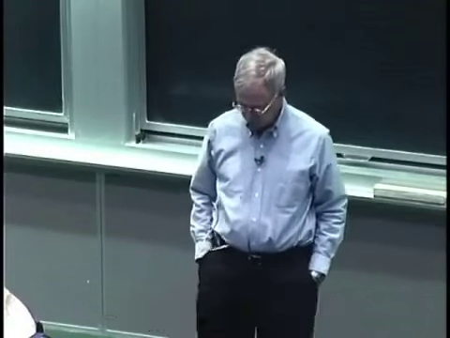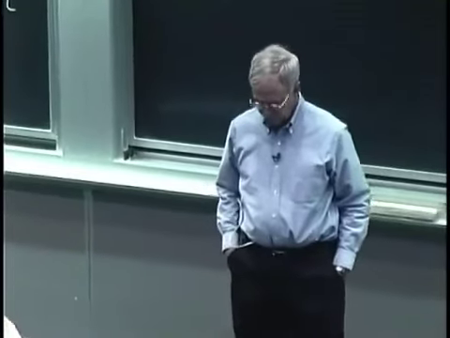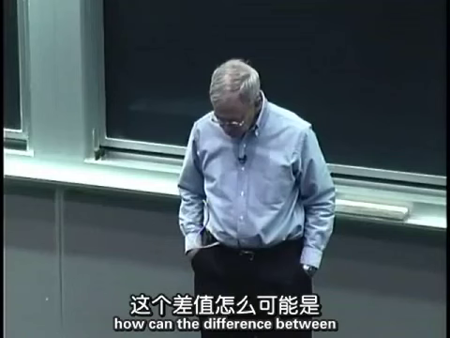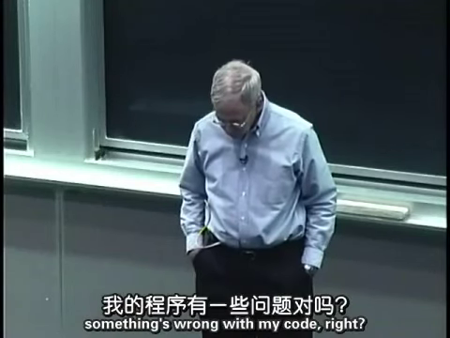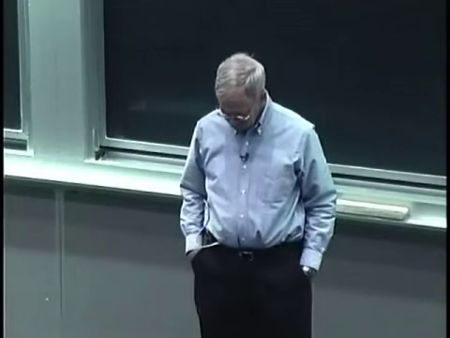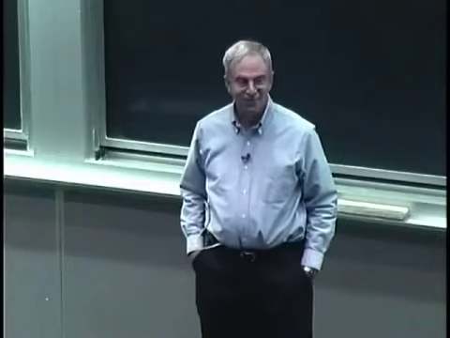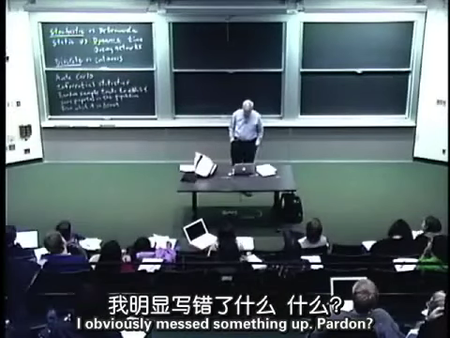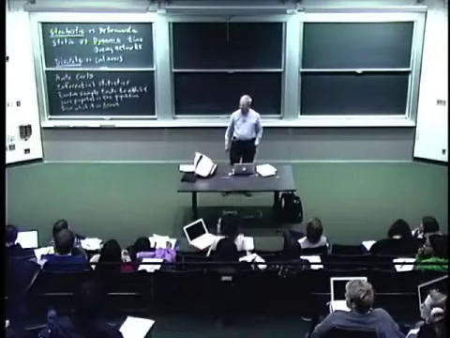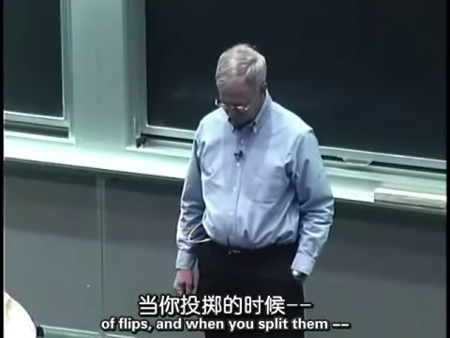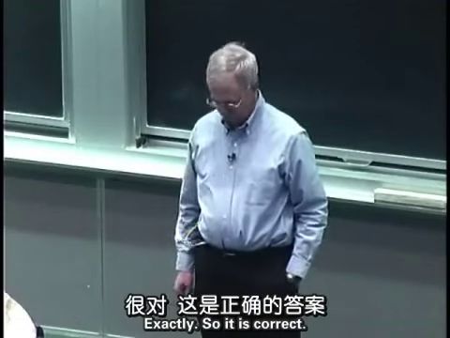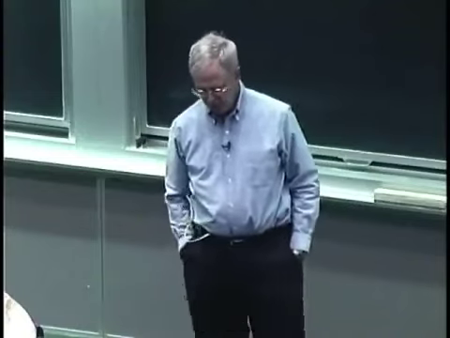What does this tell us? It tells us 1/4 of the time they'll all be... difference between, wait a minute. How can the difference between... something is wrong with my code, right? Because I only have two possible values. I hadn't expected this. I've obviously messed something up. No, it's right. Pardon? It's right because you have an odd number of flips, and when you split an odd number into heads and tails. Exactly. So it is correct. And it gives us what we want.